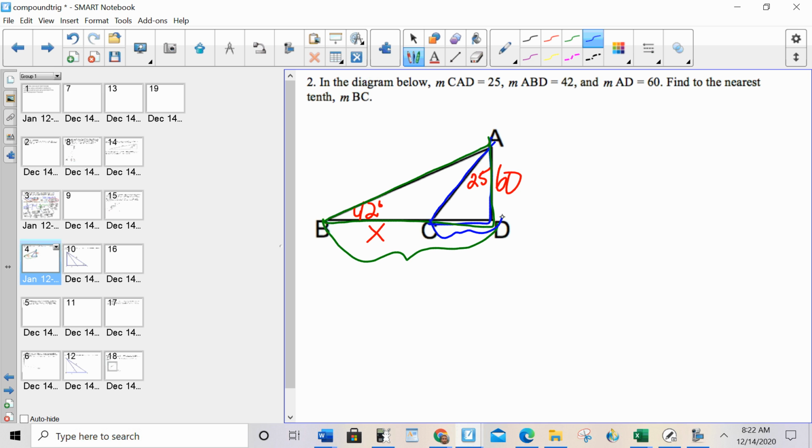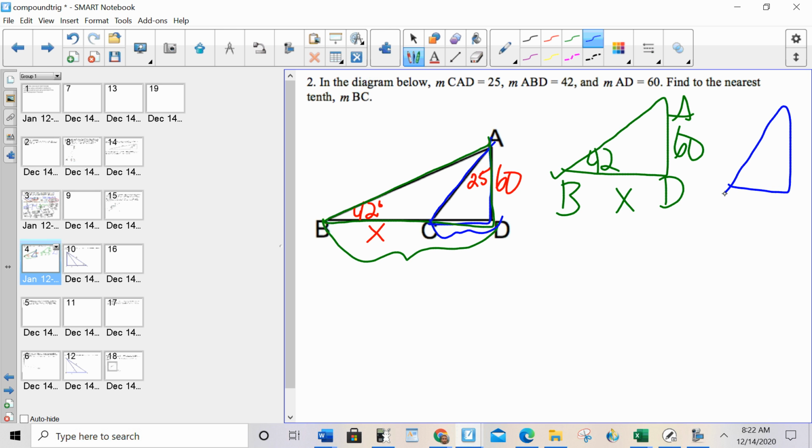Okay, so at this point, either you try it on your own or you just want to see another example gone over. Either way is fine in this particular case. So my green triangle is ADB. This is 60, this is 42, and I'm trying to find that. My blue triangle is CDA. This angle is 25. This is 60. I'm trying to find that.